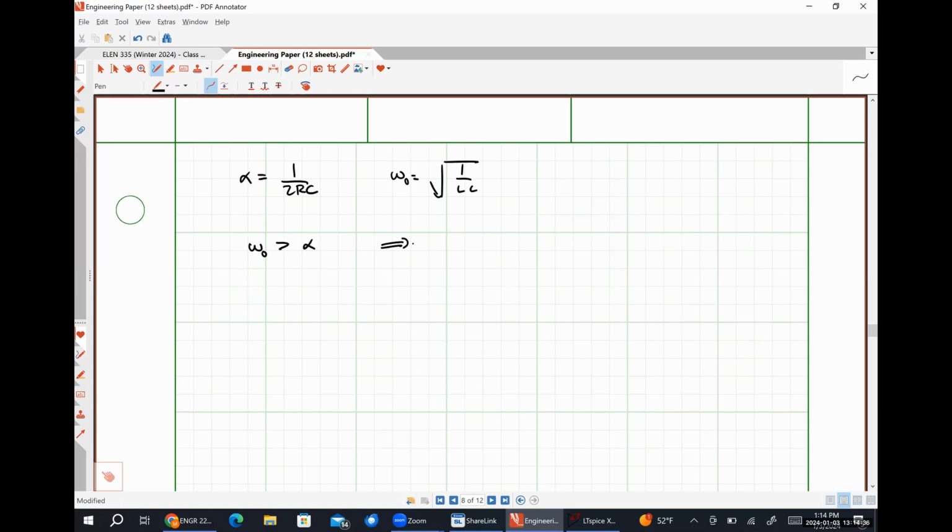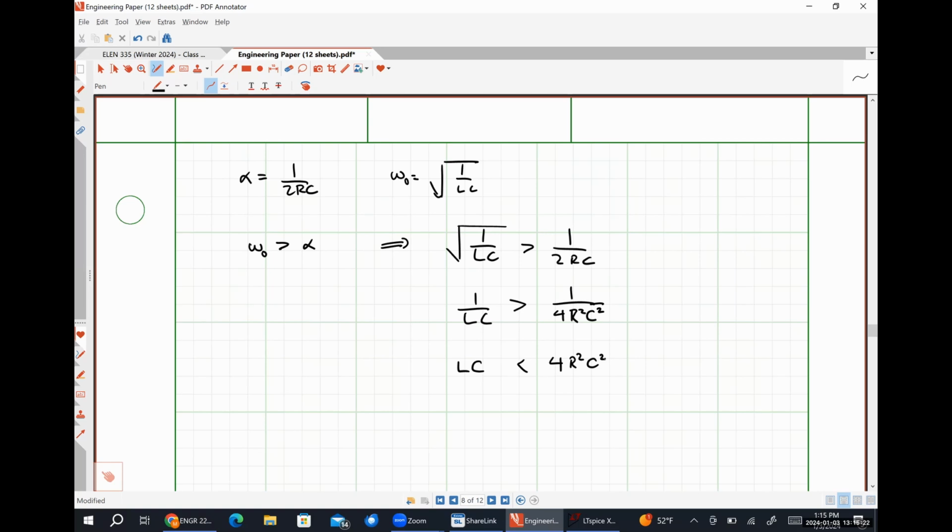So that means that the square root of 1 over LC has to be greater than 1 over twice RC, or 1 over LC has to be greater than 1 over 4 R squared C squared, which means LC needs to be less than 4 R squared C squared.